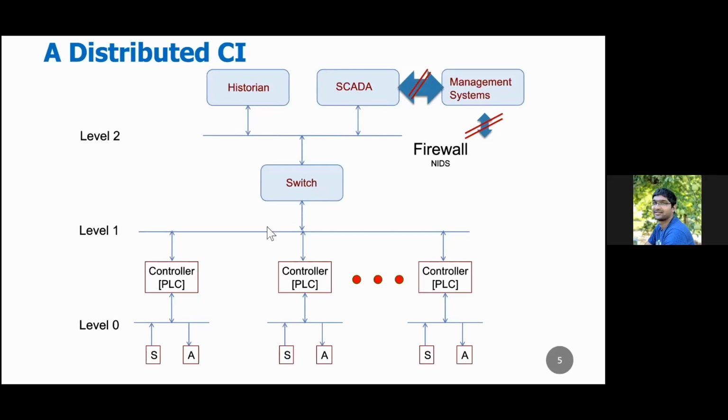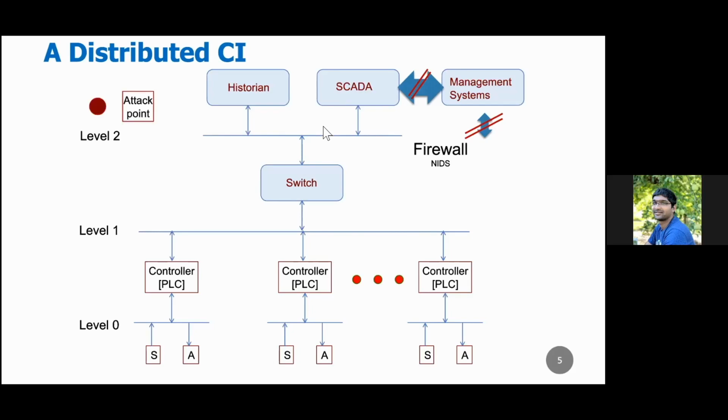These are the different levels of the network. Level 0 is close to the physical process, close to sensors and actuators, and level 1 is among different controllers. And there is another network close to the SCADA systems and so on.